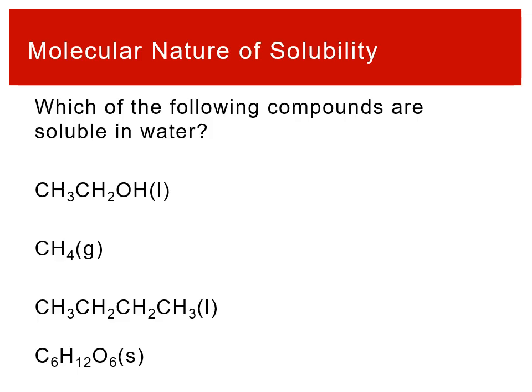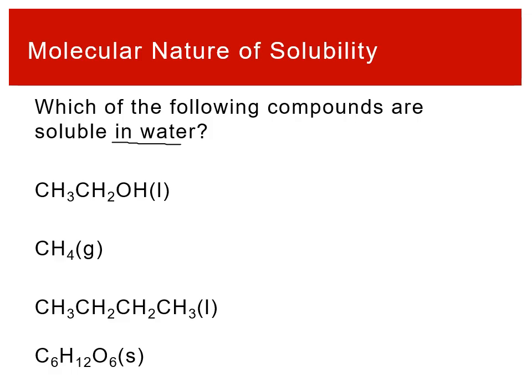So what we want to be able to do then is take a look at a molecular formula and make a prediction. Is this compound soluble in a given solvent? And in this case, I want to know if it's water. So I got CH3CH2OH, CH4, CH3CH2CH2CH3, and C6H12O6. So ethanol, methane, butane, and glucose. So if I'm trying to figure out whether or not something is soluble in water.